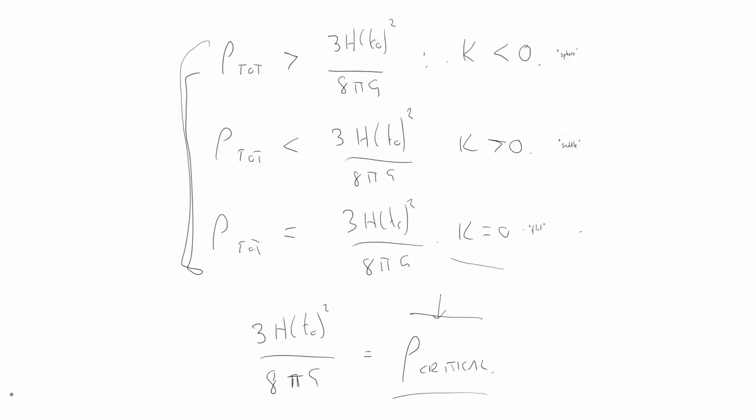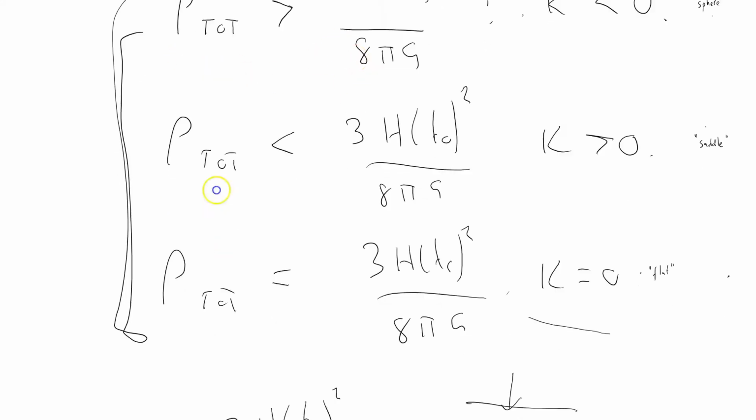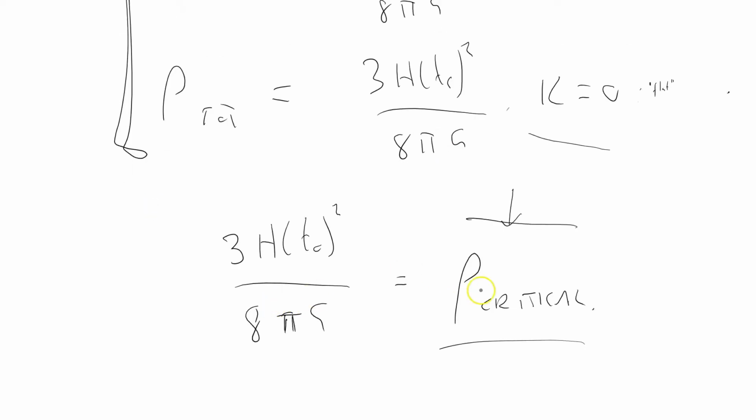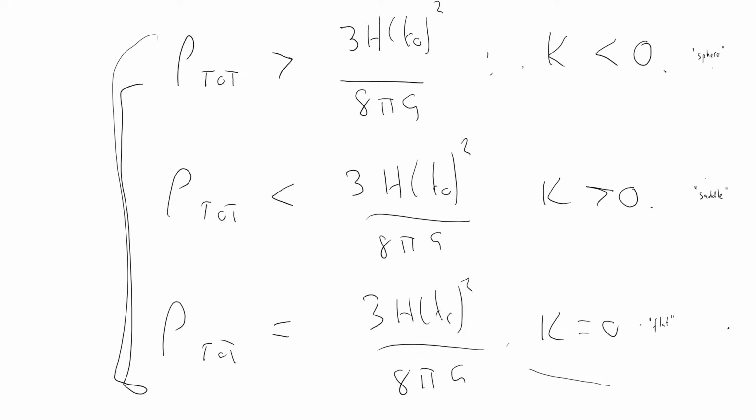General relativity, step by step. Last time I was observing that if you compared the total density of the universe to this quantity here, 3H squared over 8 pi G, which I called rho critical, then the comparison tells you whether the overall curvature of the universe is sphere-like or saddle-like or flat.